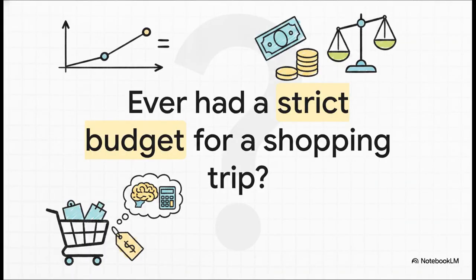Say you have exactly $50 for a shopping trip. You know you don't have to spend exactly $50, right? You just can't spend more than $50. Well, not unless you want your credit card declined at the register. If you have ever done that kind of mental math where you're adding things up as you walk down the aisle, congratulations. You actually already understand the foundational logic of linear inequalities.